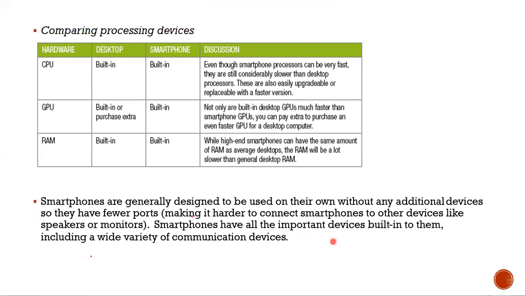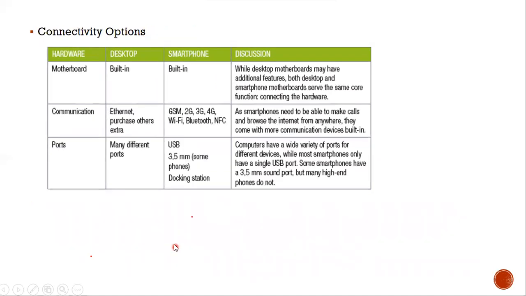Smartphones are generally designed to be used on their own without any additional devices. So they have fewer ports. So it's harder to connect smartphones to other devices like your speakers or monitors. Smartphones have all the important devices built into them, including a wide variety of communication devices. You can connect wirelessly easily with a smartphone.